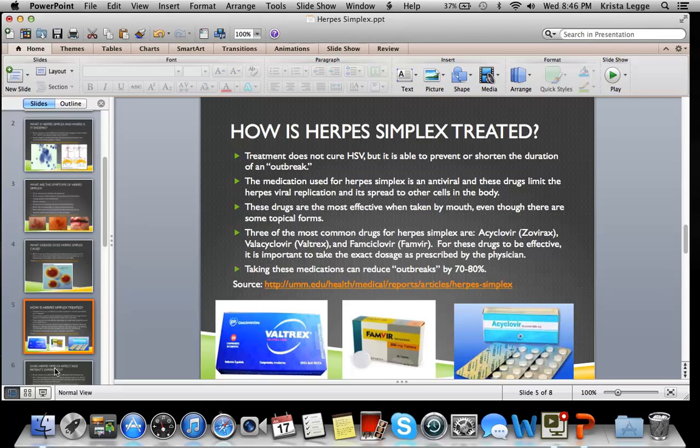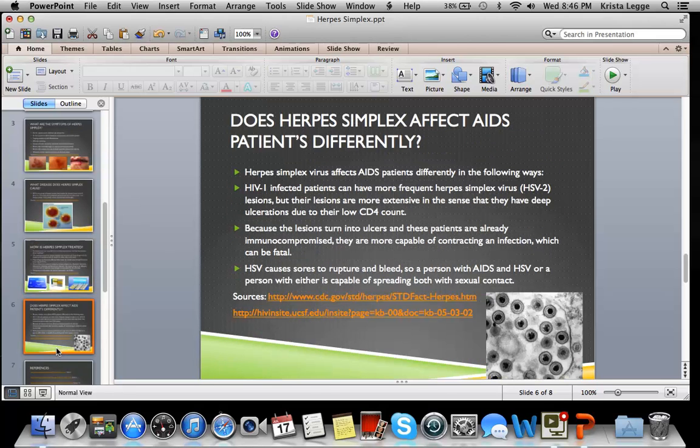For these drugs to be effective, it is important to take the exact dosage and the exact regimen as prescribed by the physician, because we all know that stopping the medication or not taking the right dosage leads to the medication not being effective unless it's consulted by your physician. And taking these medications can reduce the outbreaks of the herpes simplex virus by up to 70 to 80%.